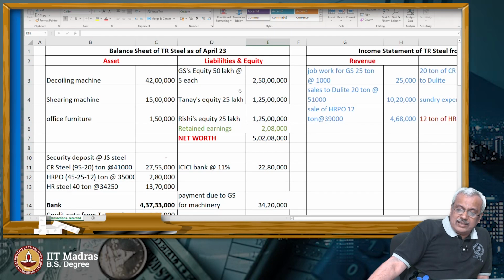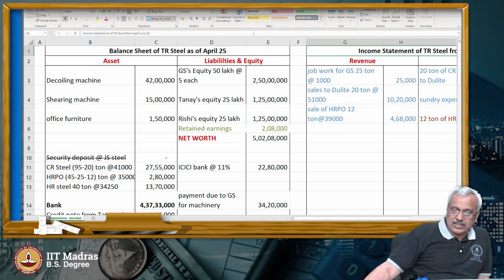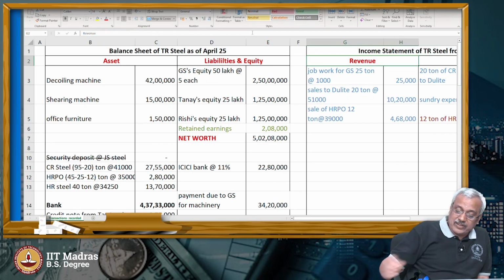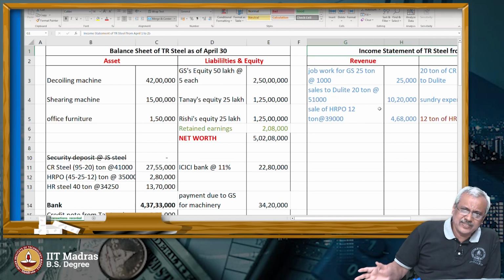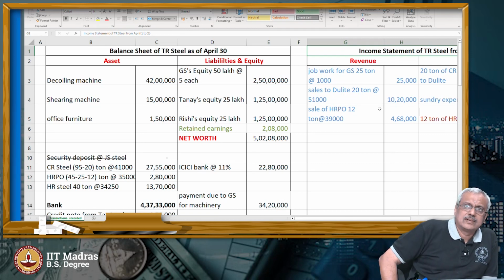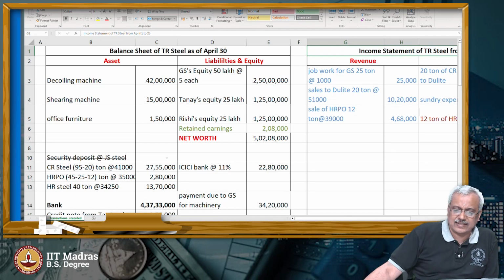Sorry, this is on April 25th. From the 1st to April 25th, this is how your balance sheet is going to look, and this is how your revenue statement is going to look. Next we look at the April 26th transaction.